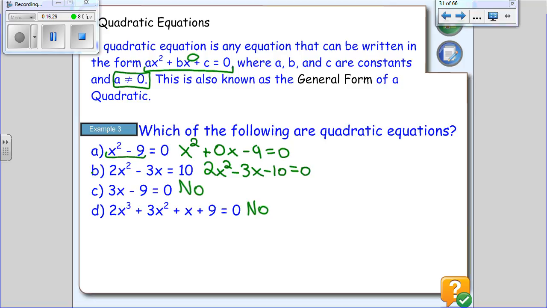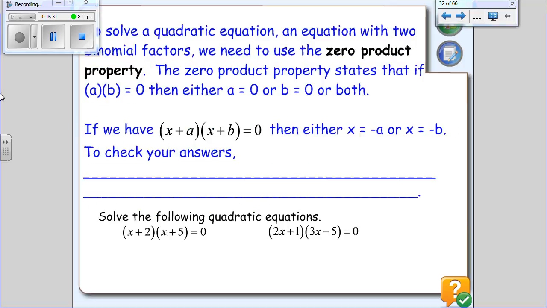To solve a quadratic equation, which is what we're going to do, that's what today's all about. An equation with two binomial factors, we need to use the zero product property. You're going to hear me use that term a lot. That's why it's bolded. That's why it's black. So it's a different color on your colored paper.